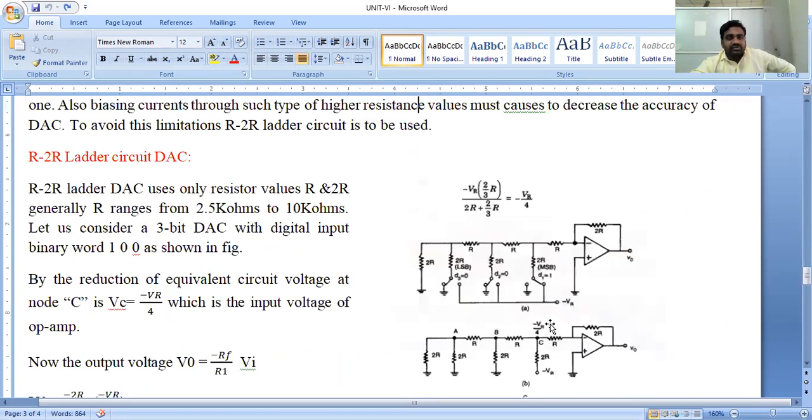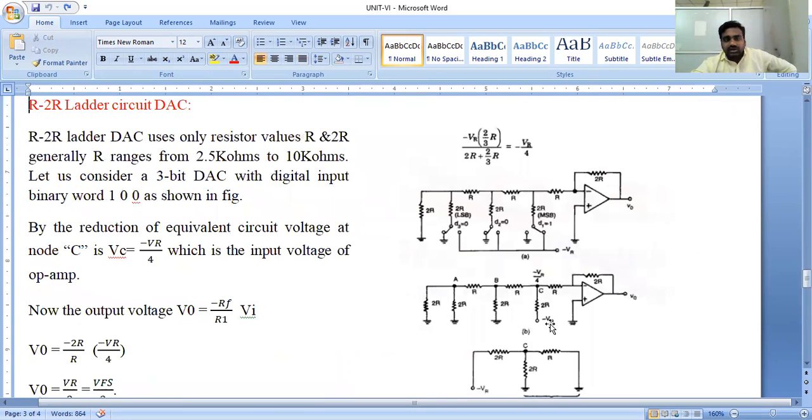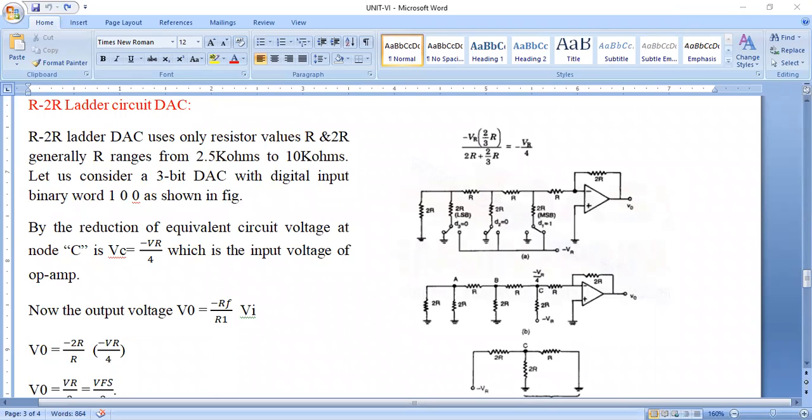So our next concept which we discussed is the R to R ladder circuit digital to analog conversion. This is quite a different configuration. In order to analyze this type of configuration, this is an R to R ladder type digital to analog conversion.